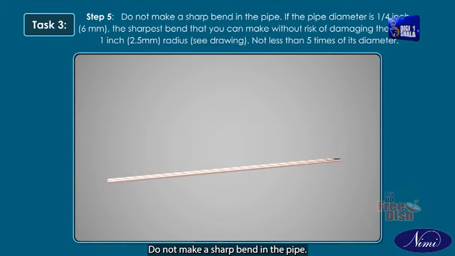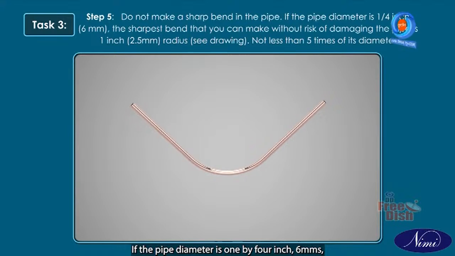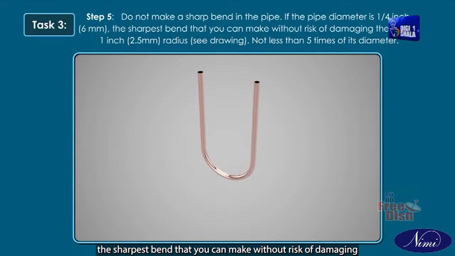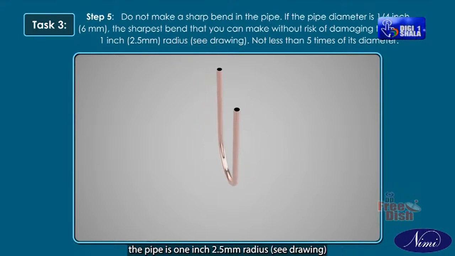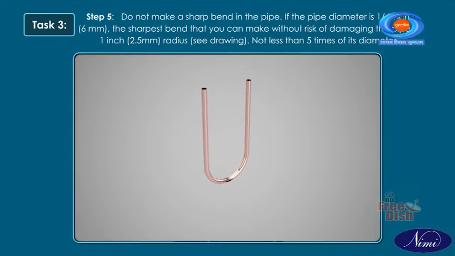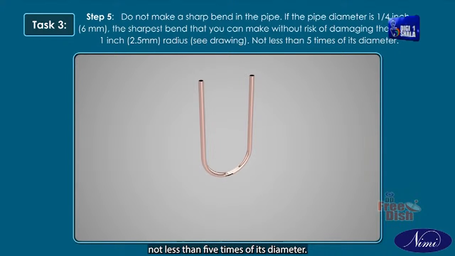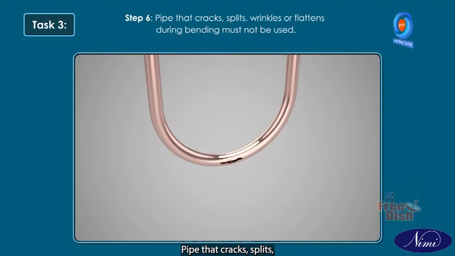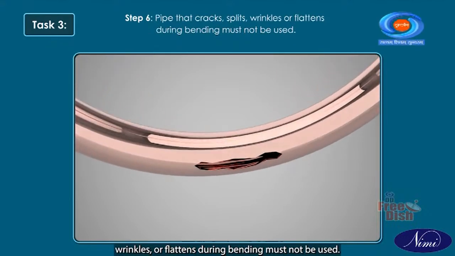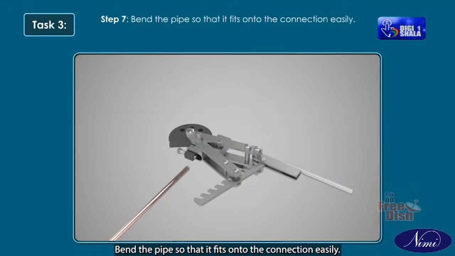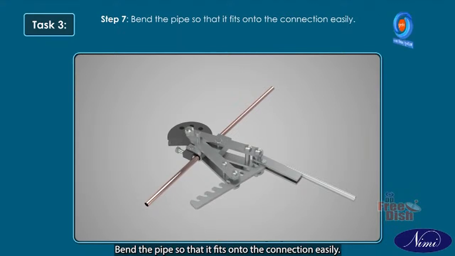Step 5. Do not make a sharp bend in the pipe. If the pipe diameter is 1/4 inch, 6 mm, the sharpest bend that you can make without risk of damaging the pipe is 1 inch, 25 mm radius. See drawing: not less than 5 times its diameter. Step 6. Pipe that cracks, splits, wrinkles or flattens during bending must not be used. Step 7. Bend the pipe so that it fits onto the connection easily.